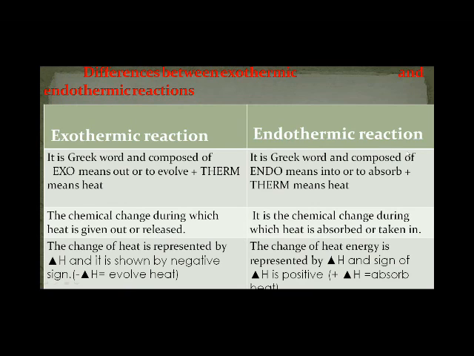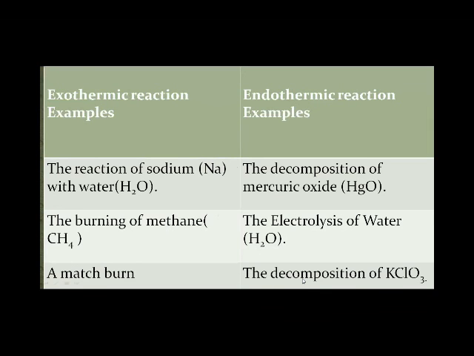Whereas in an endothermic reaction, the change of heat energy is represented by delta H and the sign of delta H is positive. So positive delta H is equal to absorbed heat. Absorbed heat means they need the heat energy to complete the chemical reaction. Now next we have some examples related to the exothermic reaction as well as the endothermic reaction.